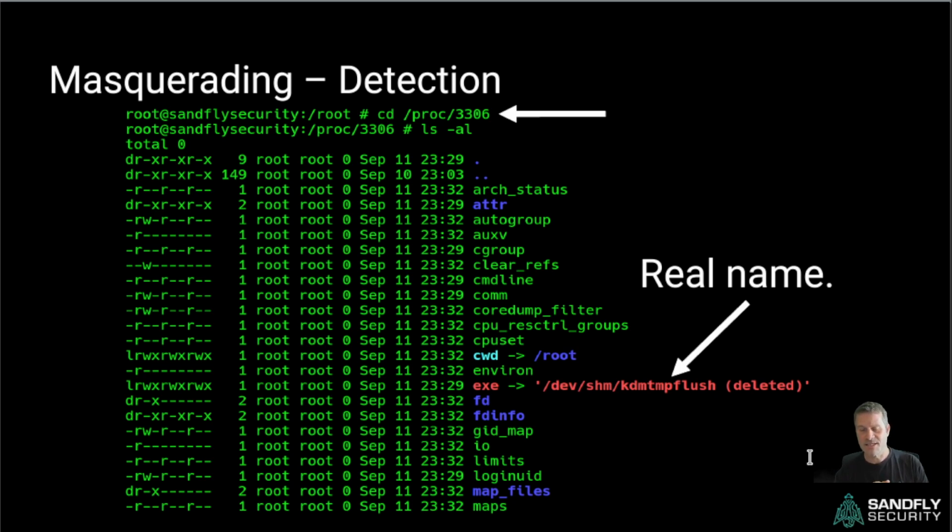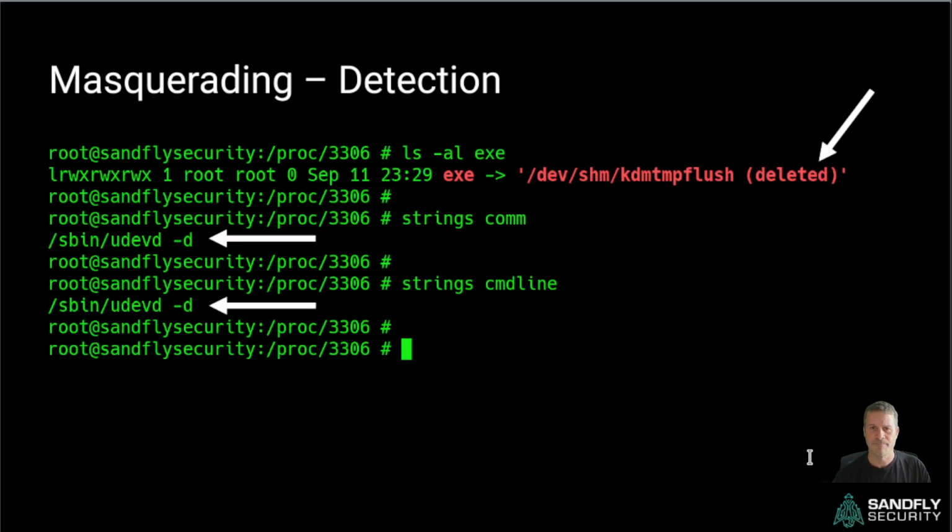The second thing is we see it's got that weird name, kdm/tmp_flush, and Linux very nicely puts the word deleted in parentheses after it. That's actually put in there by the kernel. And what that's telling you is that the binary that started this process is no longer on the disk. So this process is running, but the binary that started it is no longer present, which in and of itself is suspicious. That tells us that someone's trying to cover something up.